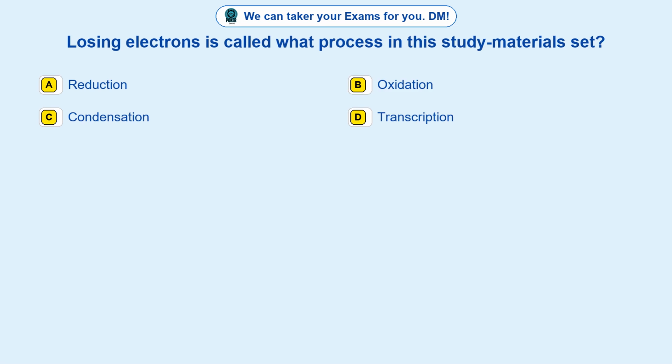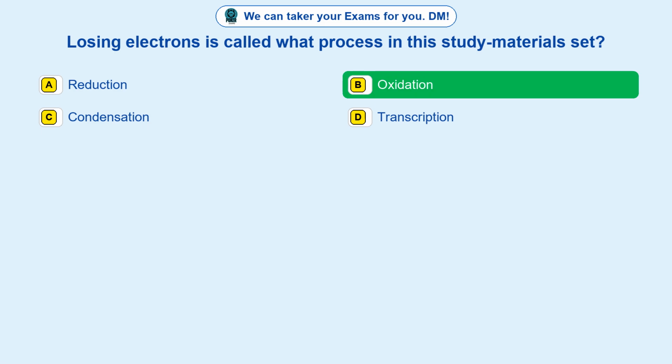Question 43. Losing electrons is called what process in this study material set? Option A, reduction. Option B, oxidation. Option C, condensation. Option D, transcription. The correct answer is option B, oxidation.